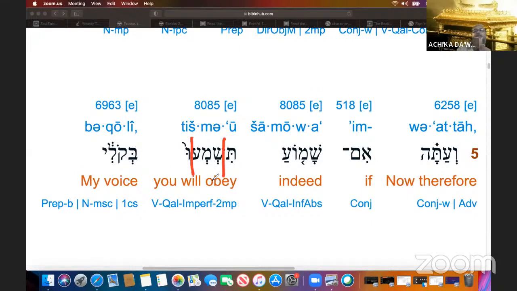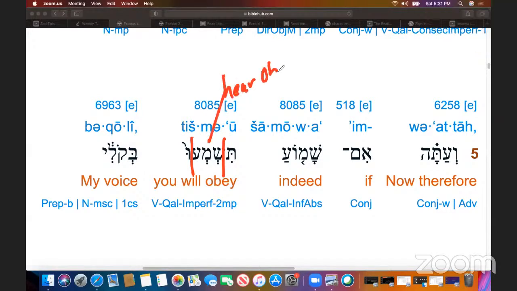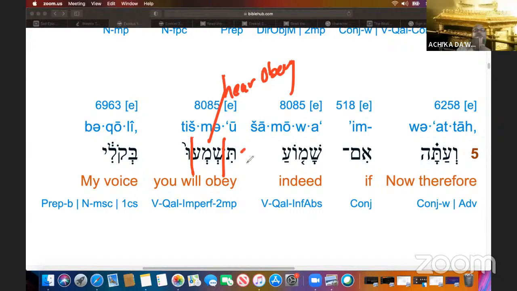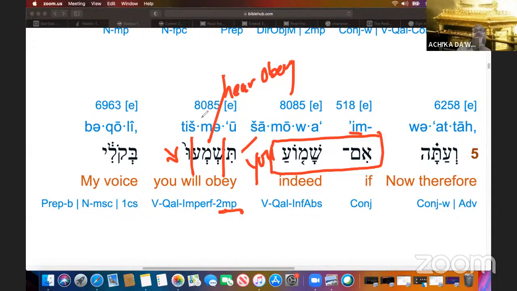What does the word shema mean? To hear, listen, and obey. So we got that: hear and obey. Anytime you see a word, look for the root. That tav right there means you. The u right here lets you know that it's plural, so he's talking to a group. He says, if indeed you listen in the Shemoah.